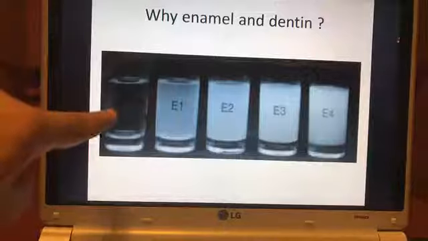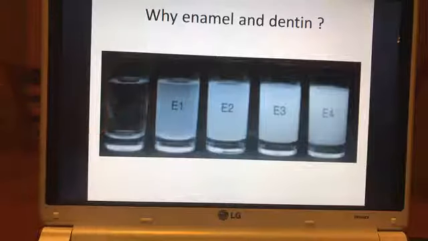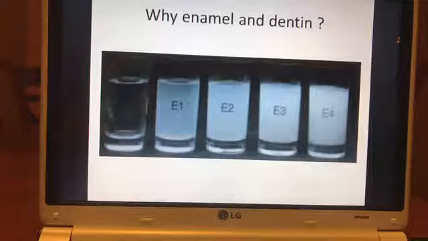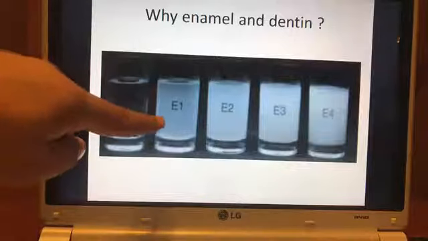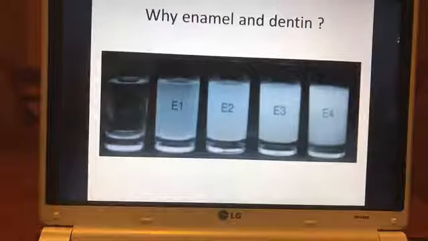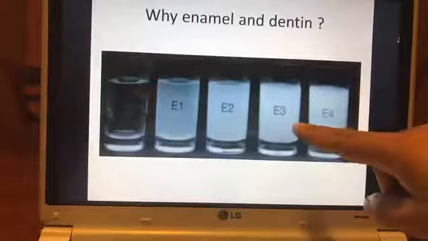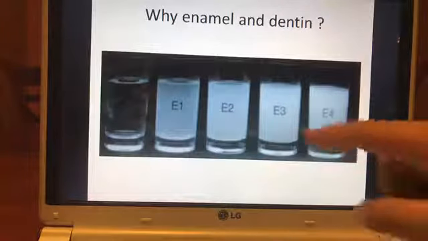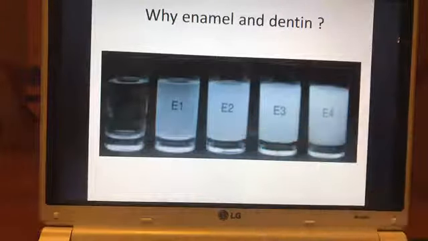The more enamel you put, it becomes clear. The more dentine you put, it becomes opaque in this picture. And if you put more enamel and less dentine, it becomes like this one. And if you put more dentine and less enamel, it becomes like this one. And if you put medium dentine and medium enamel, it becomes like this one here, half opaque, half translucent.